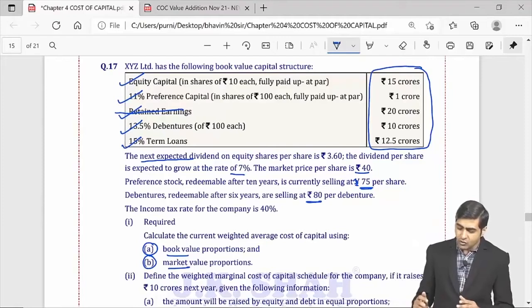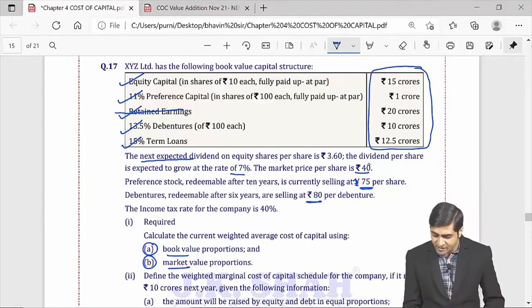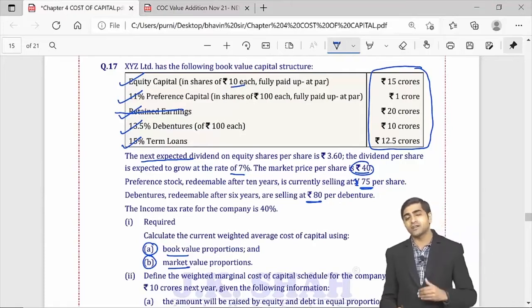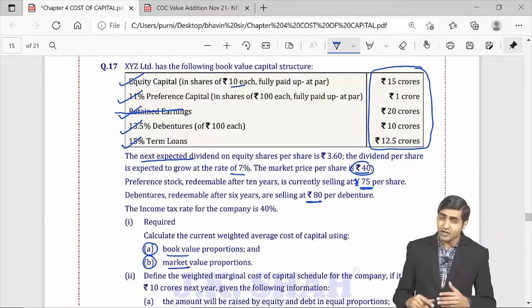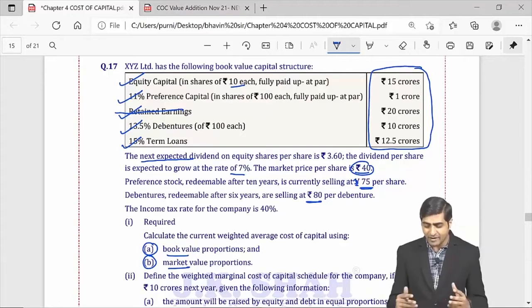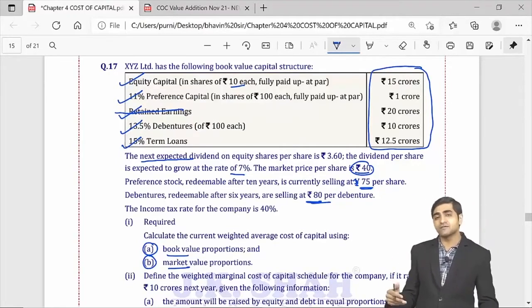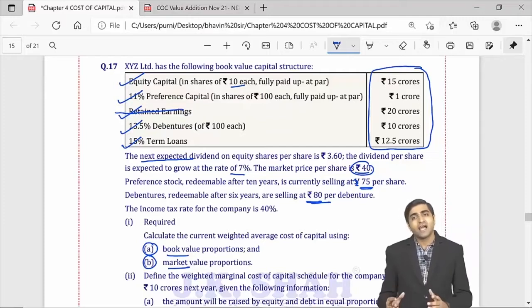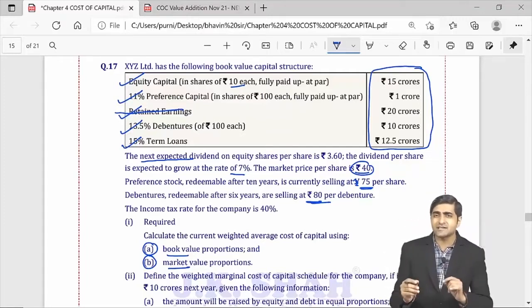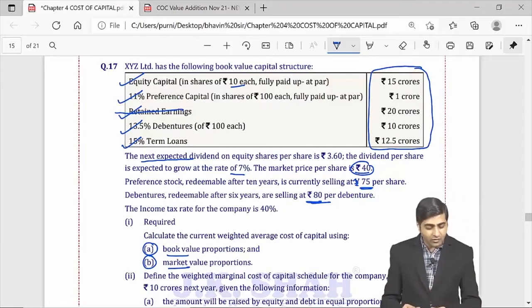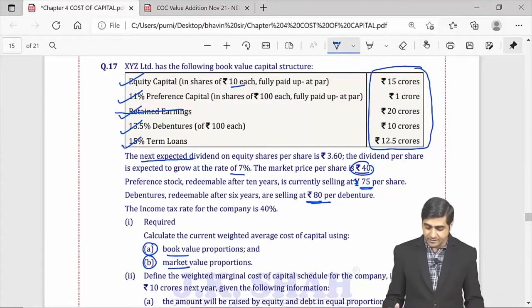So whatever is going to be your market price per share, which is nothing but 40, we will multiply that by the number of equity shares to calculate the market value of equity. Then you have the market price of preference shares, which is 75, and for the debentures' market price you will take 80 rupees. For term loans, your book value itself will be your market value, so you will have the market value weights, and whatever cost you have calculated, the same will be applicable for your book value as well as for your market value, and that's how you will calculate your final answer.